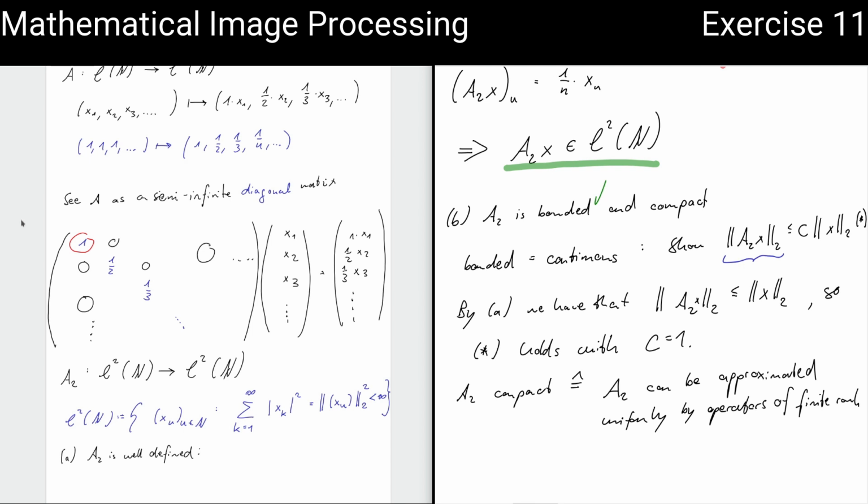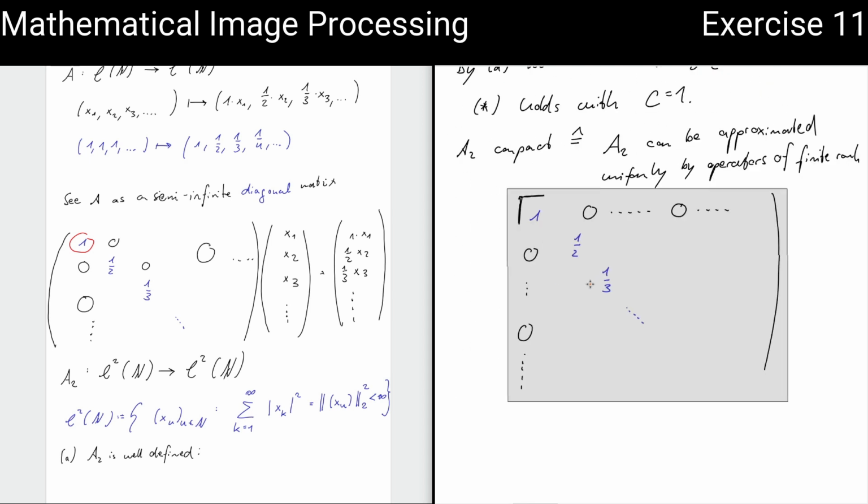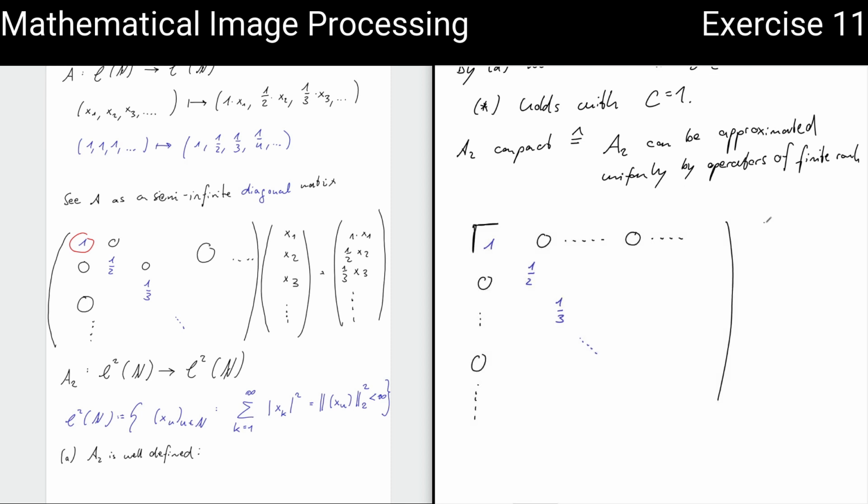Let us take a look again at this matrix we have on the left-hand side. An infinite matrix also has infinite rank, so the image of this matrix will also be infinite dimensional. But what happens if we consider so-called finite sections of this matrix? What do I mean by that? Let me just use this here again as a blueprint.